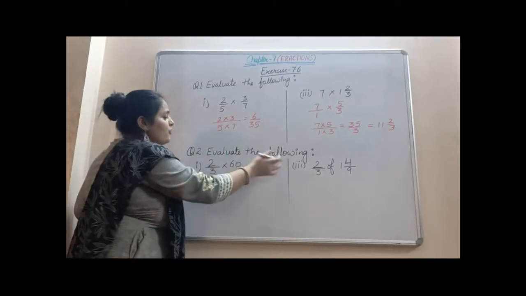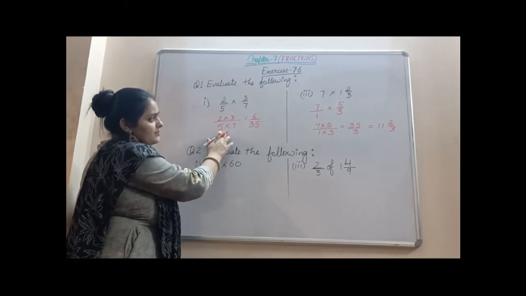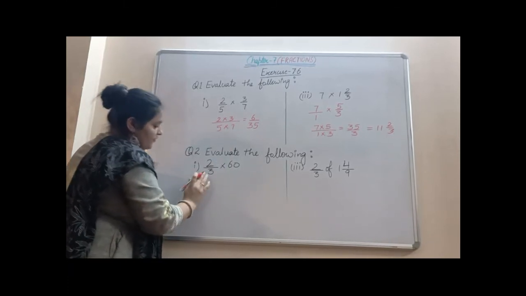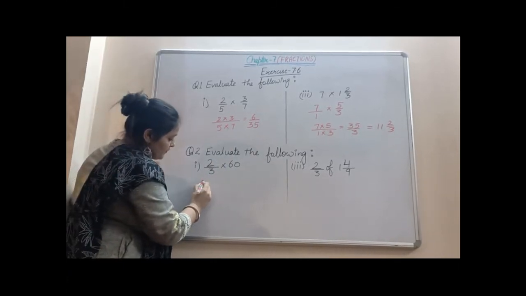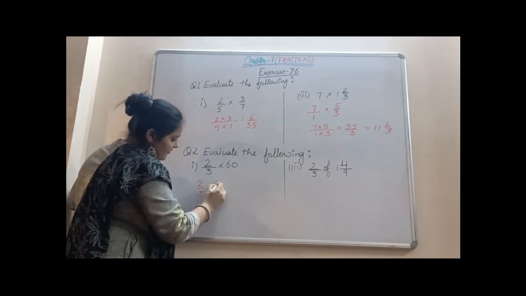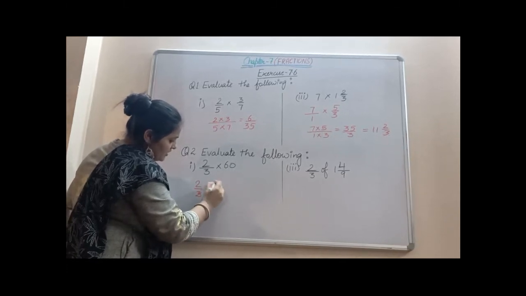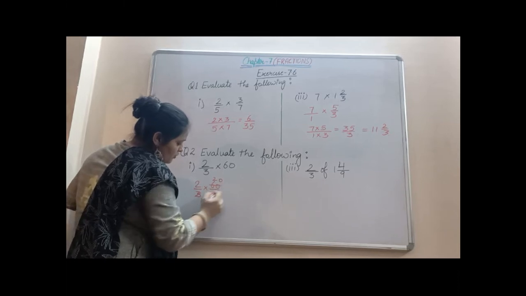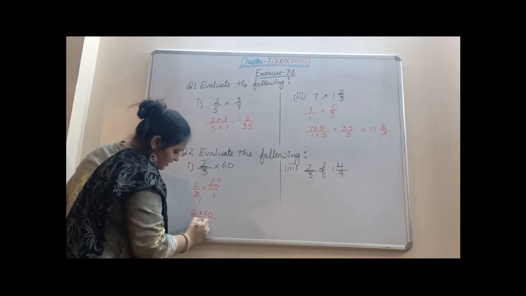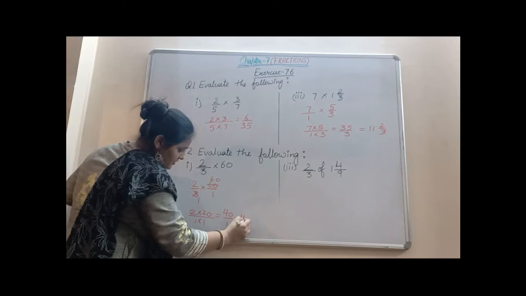Now second, evaluate the following. Now in this you can do it by two methods. First by this simple method and second by cancelling out the common factor. So let's do this by cancelling out the common factor. 2 by 3 multiply, we can write the 60 as 60 by 1. Now cancel the common factor. 3 1s are 3, 3 20s are 60, this will be 20. So what we will get, that is 2 into 20 divided by 1 into 1. So this will be 40 by 1 is equal to 40.